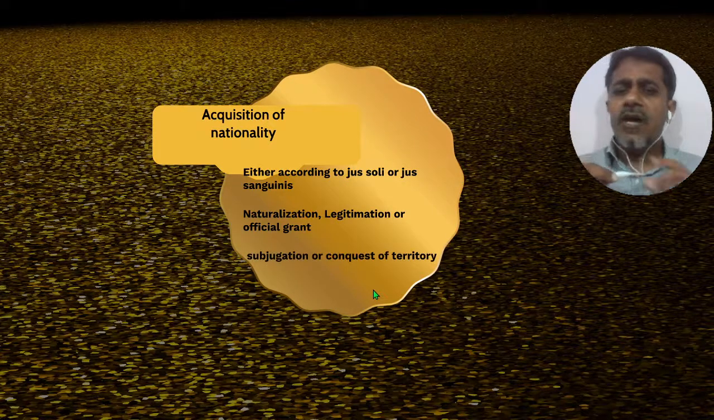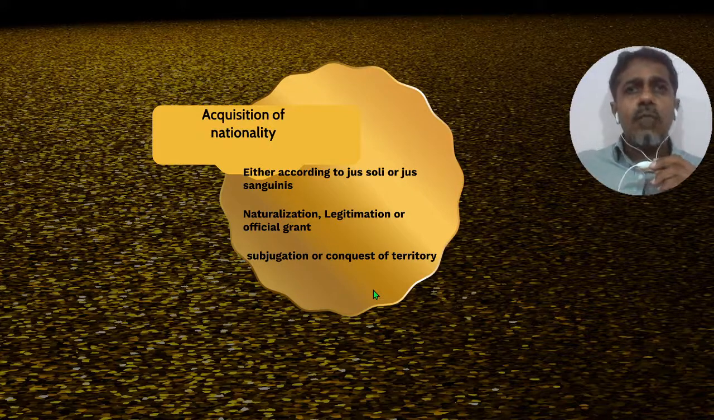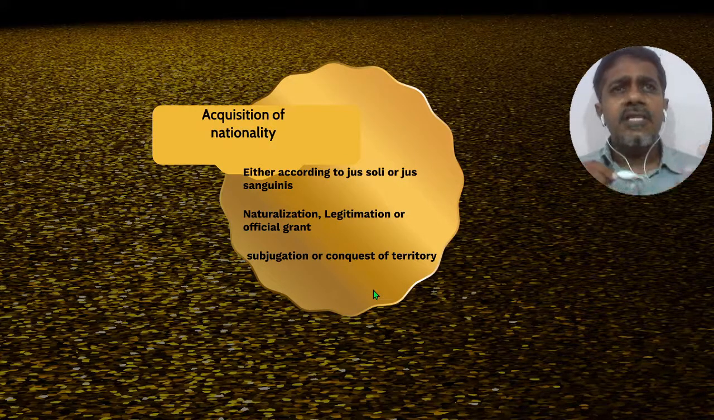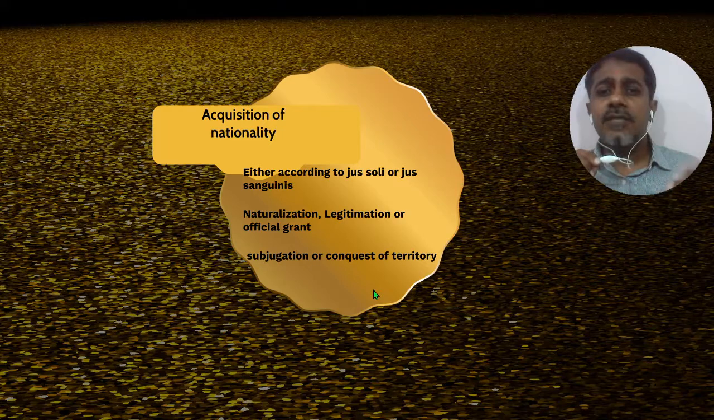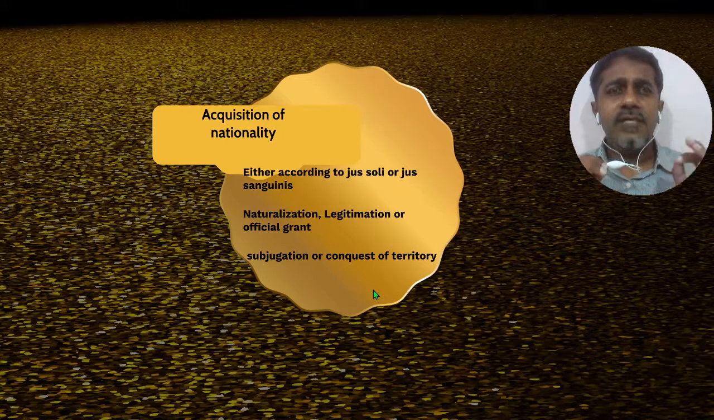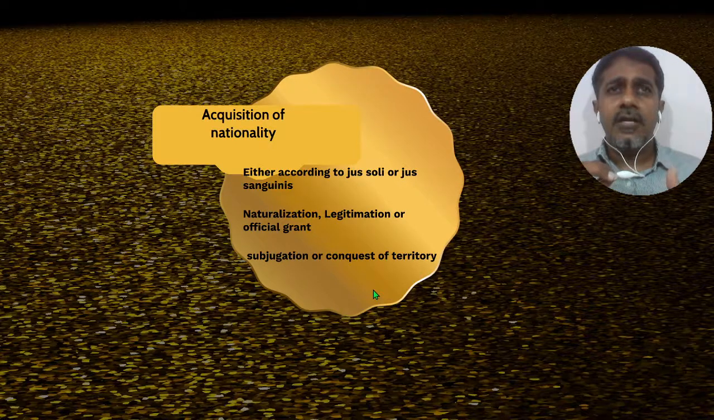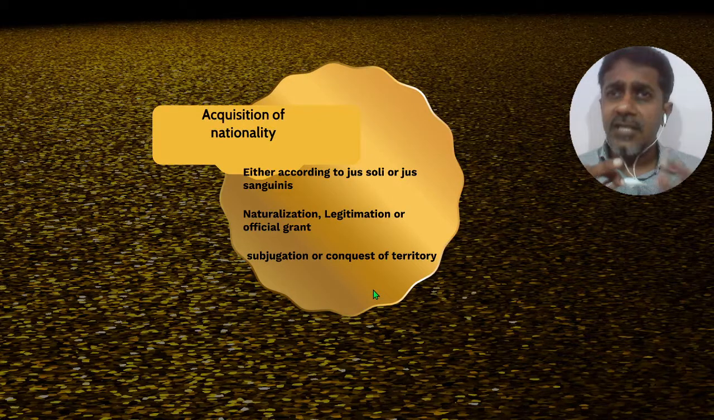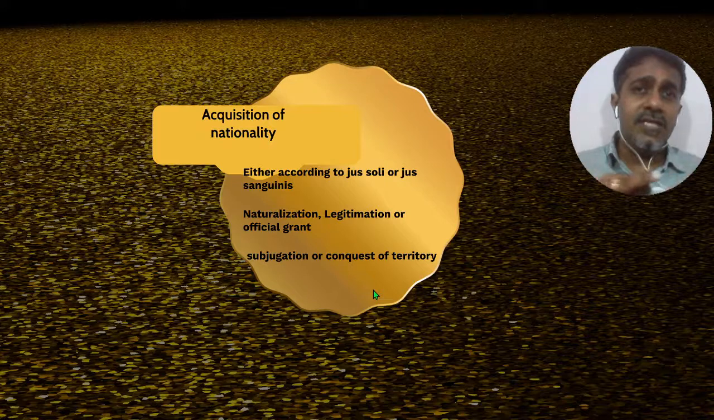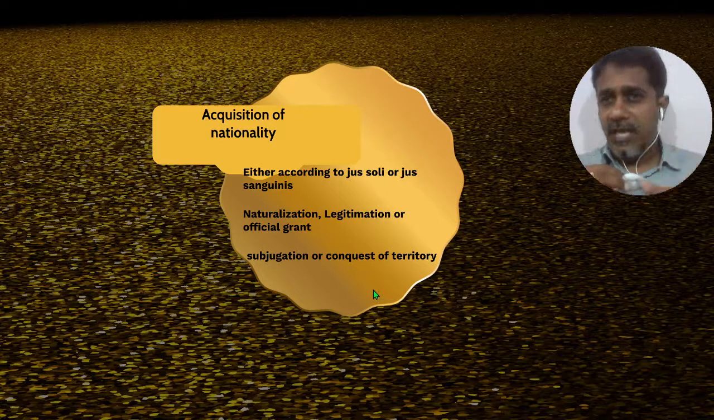Finally, subjugation or conquest of territory is also one more mode of acquisition of nationality. When a sovereign independent state comes under the sovereignty of some other state, we call it subjugation. Once a state comes under the subjugation of another state, that state is going to lose its existence, and all the people who are nationals of that erstwhile state also acquire the nationality of the state under whose sovereignty that state has come.